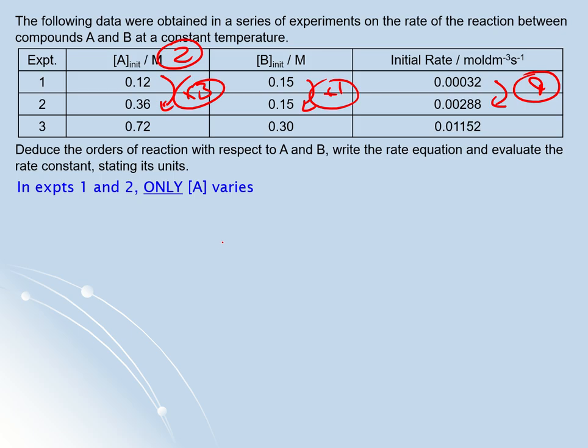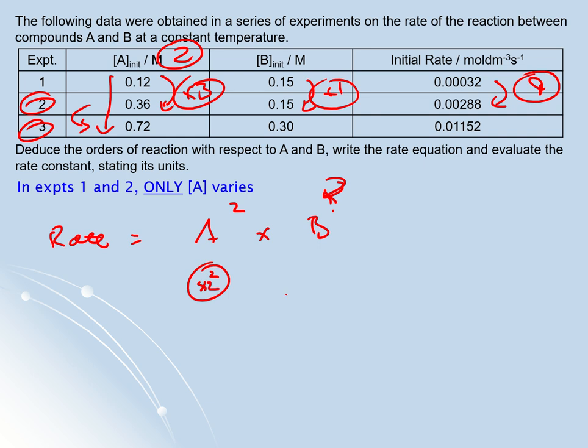Let's have a look at B then. Now here's the nastiness about this one. There are no experiments where A does not change, so I'm going to have to deal with that. So let's write out what we know so far. Rate equals A, second order, times B to the question mark, that's what we're working out. So let's put in our relative proportions. Let's take experiment 2 and experiment 3. From experiment 2 to experiment 3, A has gone up by a factor of 2, so it's gone up by a factor of 2 to the 2. And B has also gone up by a factor of 2 to the x. We're trying to work that out.